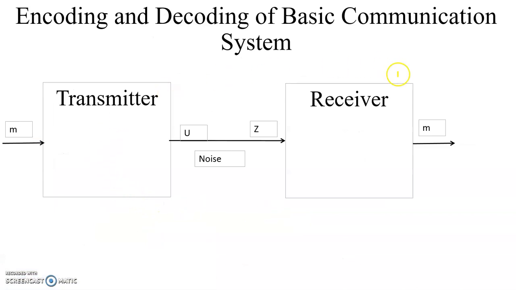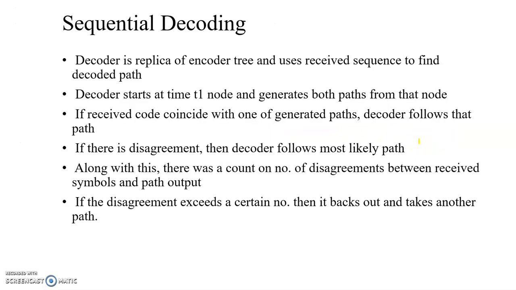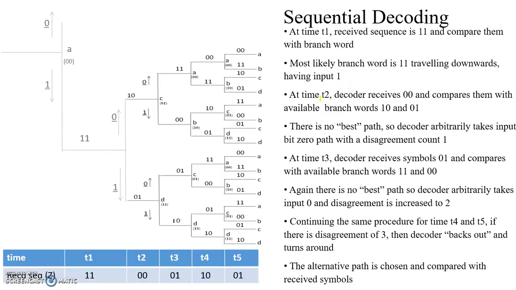Now this is the basic block diagram of the communication system, the transmitter and the receiver. We have given some input, we got some output U. We will be sending that output signal to the receiver input, which is the received signal, and we have to find out the original sequence back. So for this is the sequential decoding of the code tree. So we'll directly go to the code tree.